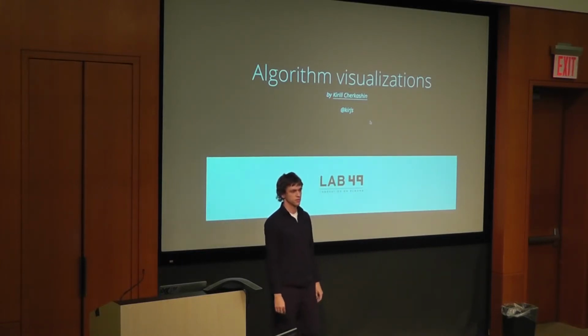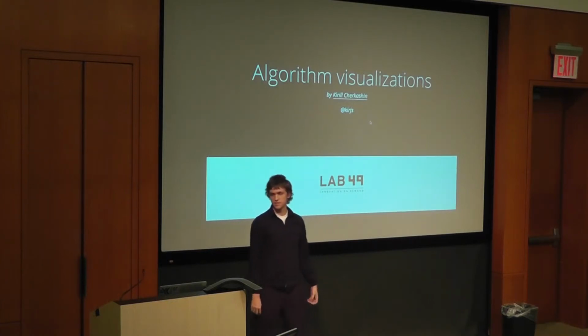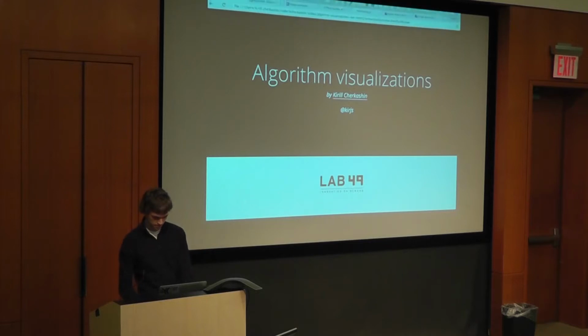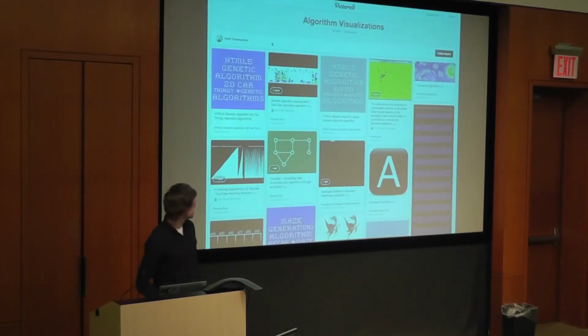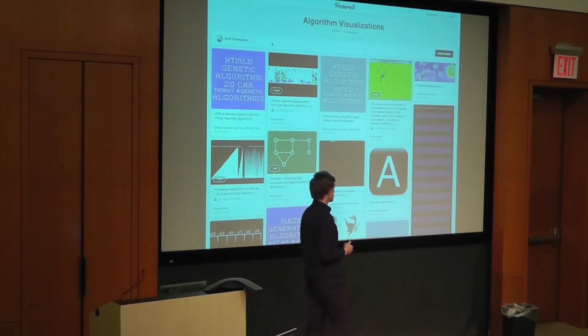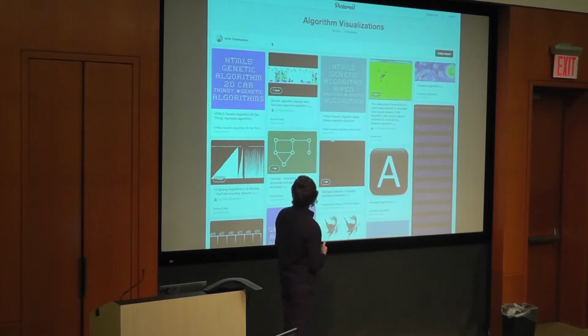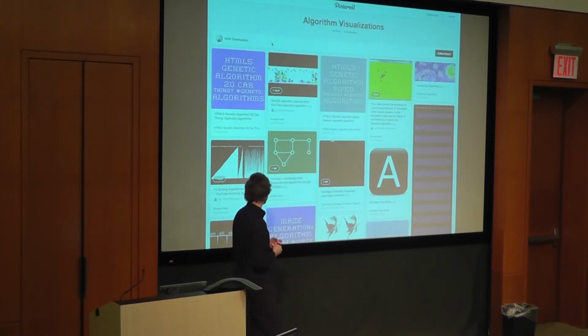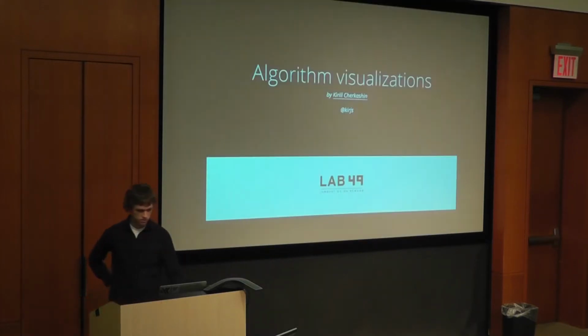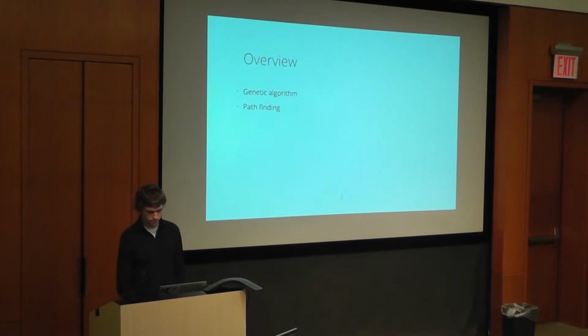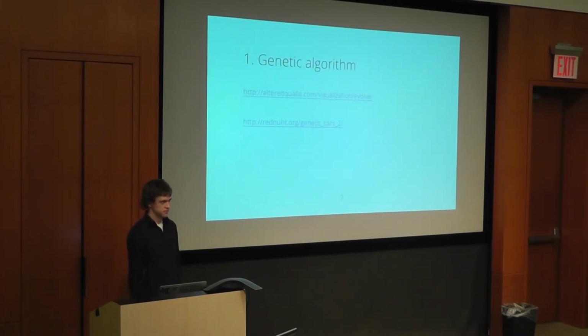And today I'm going to talk about algorithm visualizations. I made a really nice collection, and it has a lot of different algorithm visualizations like sorting and graph algorithms, but also some maze generators and other stuff. Today I would like to talk specifically about two algorithms. The genetic algorithm, and if we have time, a pathfinding algorithm. So let's start with the genetic algorithm.